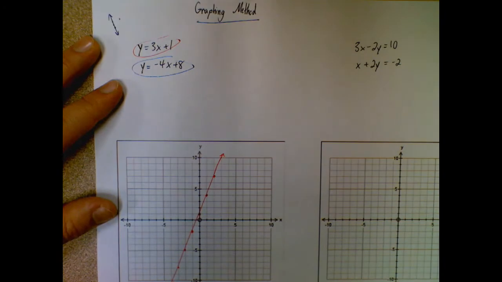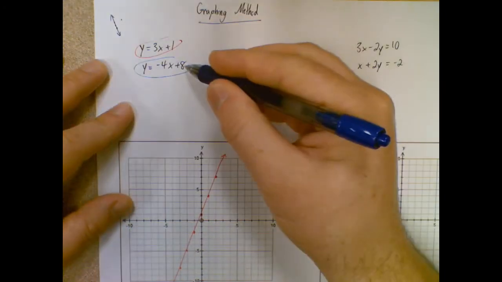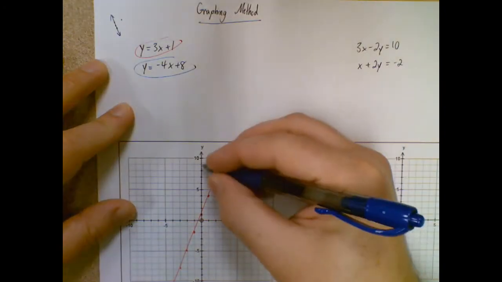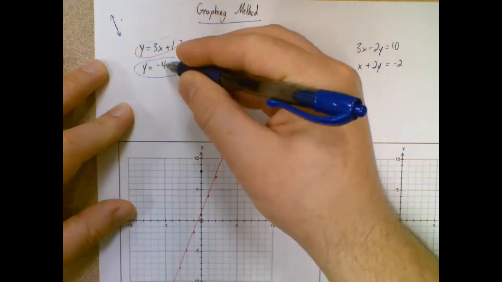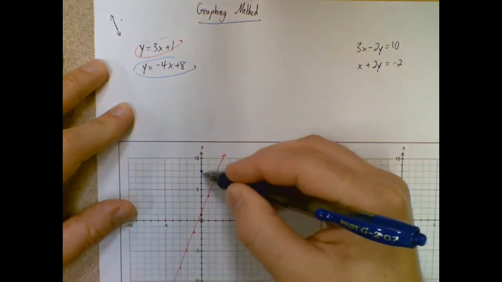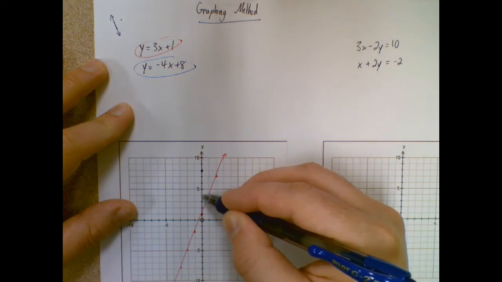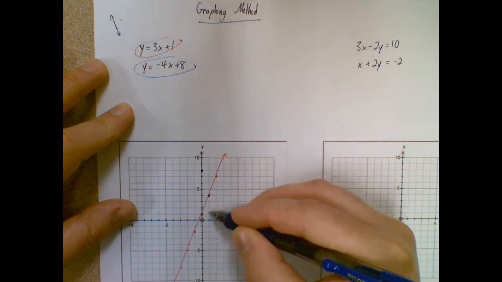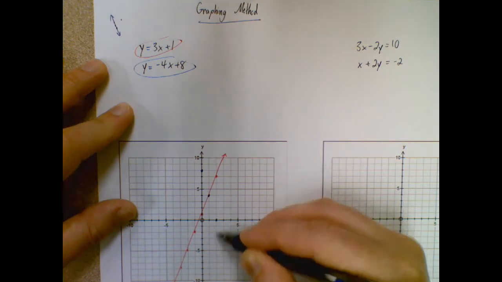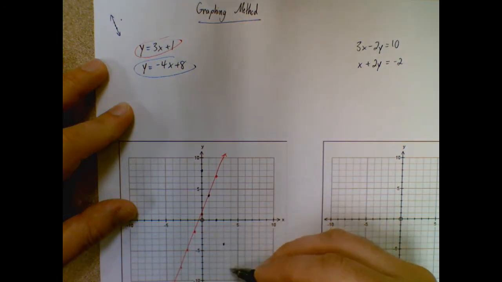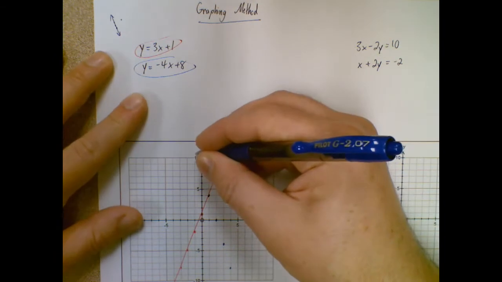Awesome. Leave that alone, and now I'm going to do my blue one. I want to start at 8, so way up here, and have a slope of -4. So I'm going to go down 4, right 1. Down 4, right 1. Just keep going to make sure my line is complete.